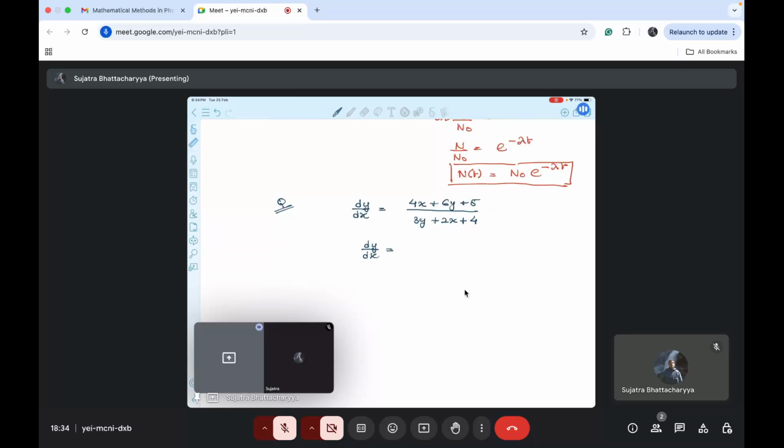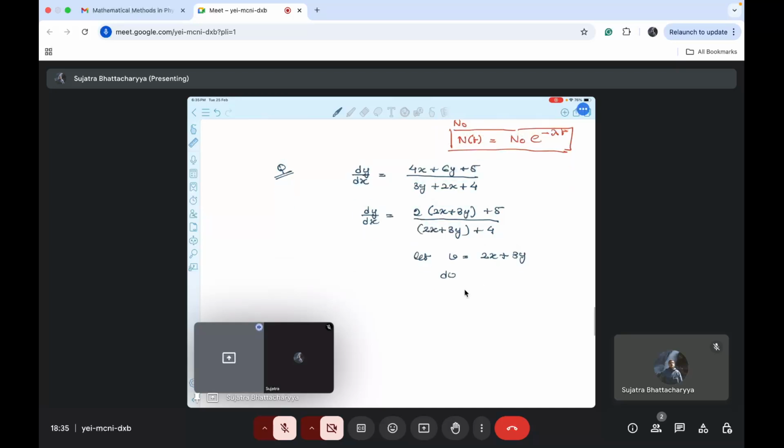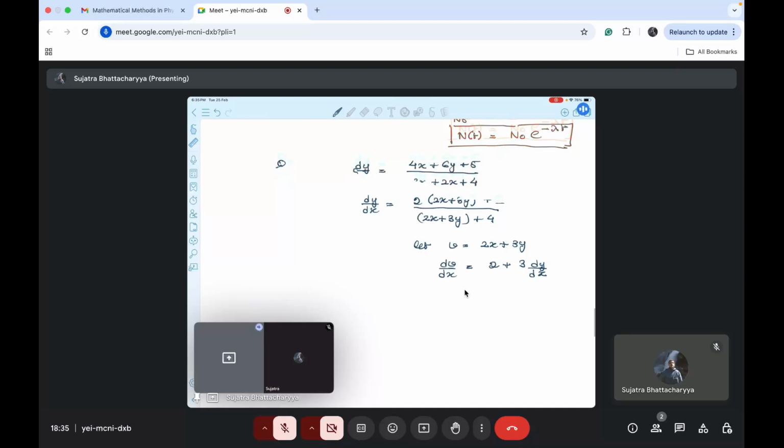What we will do is that, see, this is 4x plus 6y, right? Can we write this as 2 times (2x plus 3y)? Yes, we can write plus 5 divided by, in the denominator, you can see that 2x plus 3y is already there, and there is a plus 4. Now what we do is we just simplify it and write let v is equal to 2x plus 3y. Okay. What about dv/dx? This will be 2 plus 3 dy/dx. Alright, this we can write.